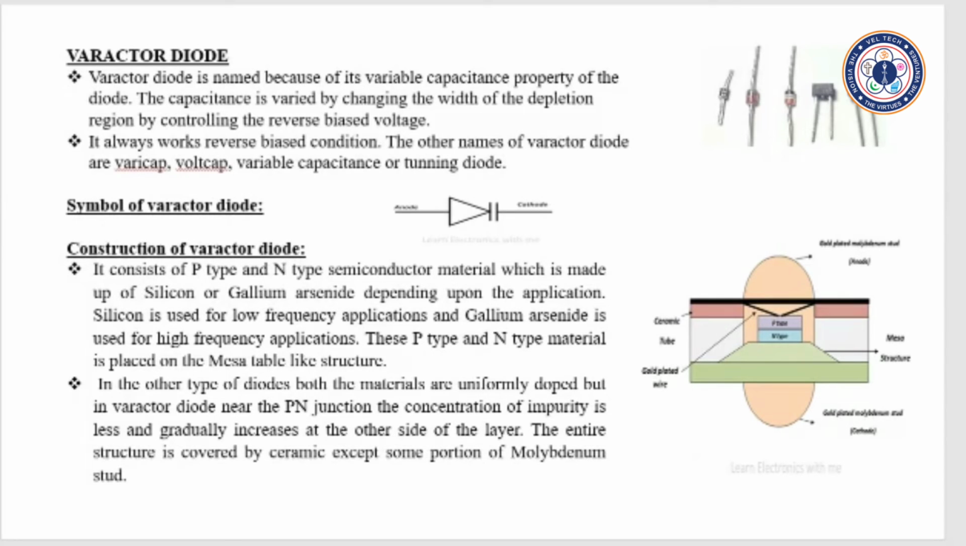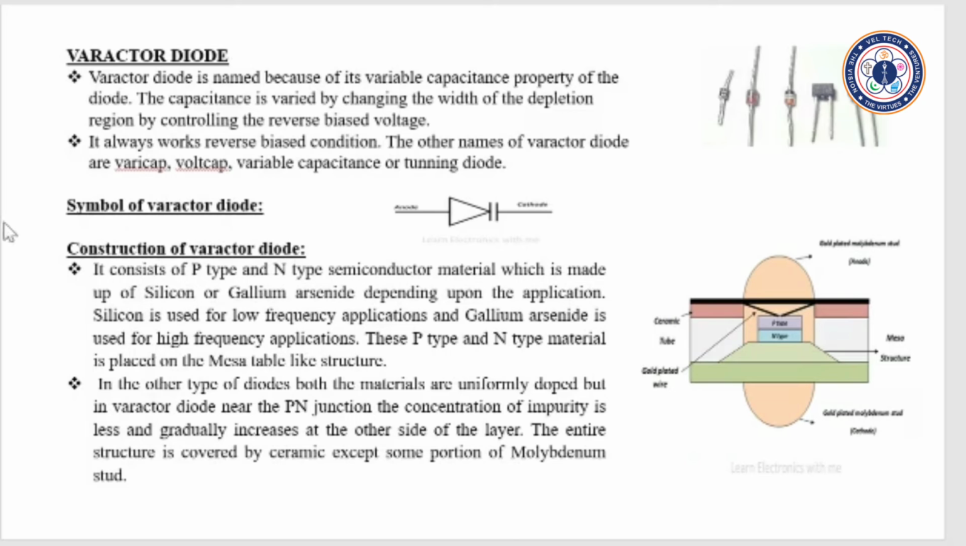The last topic is varactor diode. The varactor diode has this name because of its variable capacitance property. It will always work in reverse bias condition. The other names of varactor diode are varicap, volt cap, variable capacitance, or tuning diode.